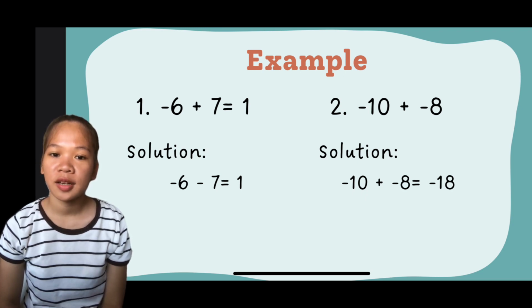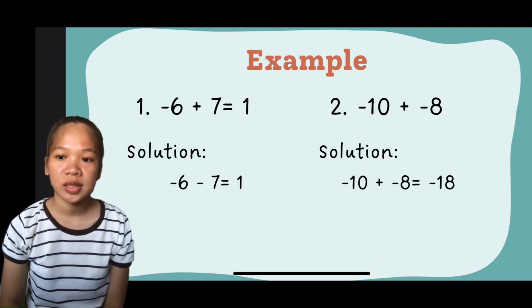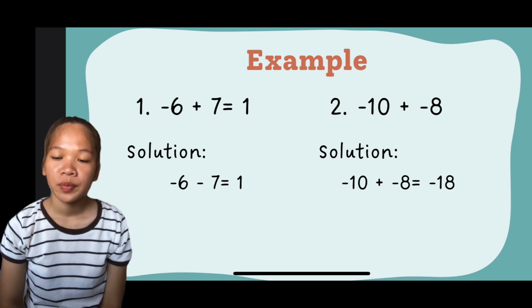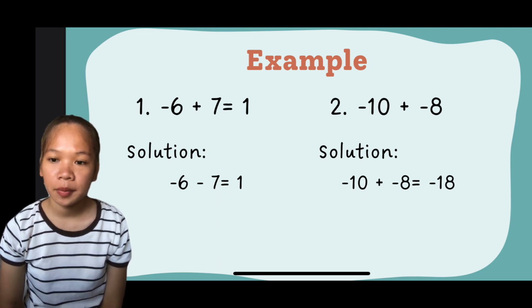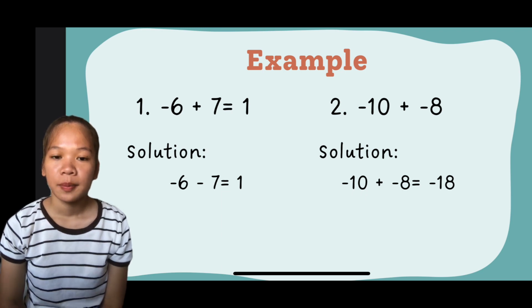Of course, they have different signs, di ba, magkaiba sila ng sign dahil negative and positive sila. So, we're going to subtract, di ba? Isusubtract natin yung 6 and 7. And then, we're going to follow the sign of the biggest number. So, ang malaking number ay ang 7, at ang kanyang sign ay positive. That's why we are going to follow the positive sign.